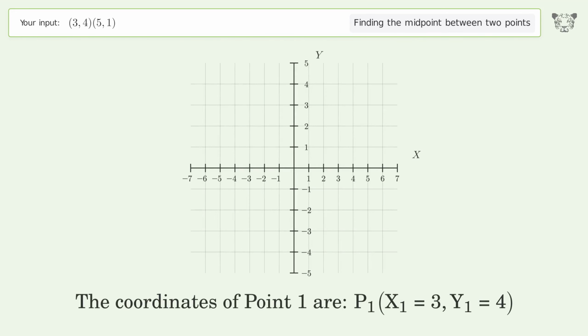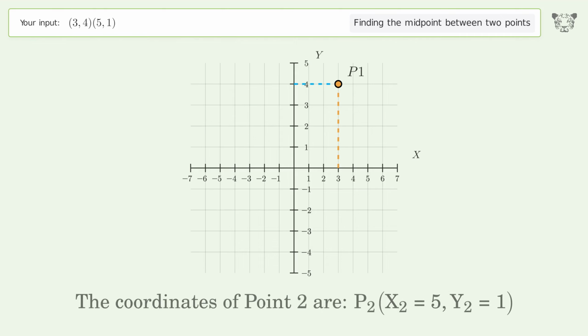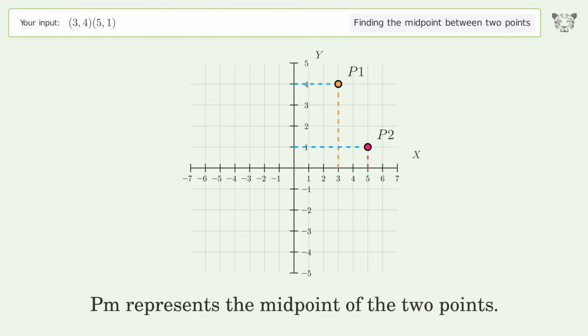The coordinates of point 1 are x1 equals 3, y1 equals 4. The coordinates of point 2 are x2 equals 5, y2 equals 1. PM represents the midpoint of the 2 points.